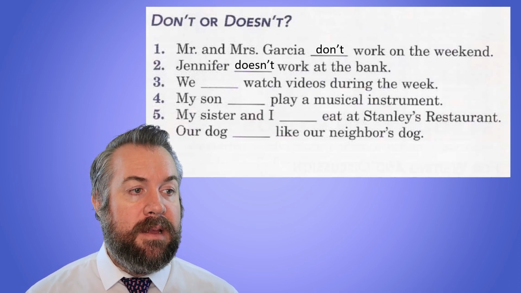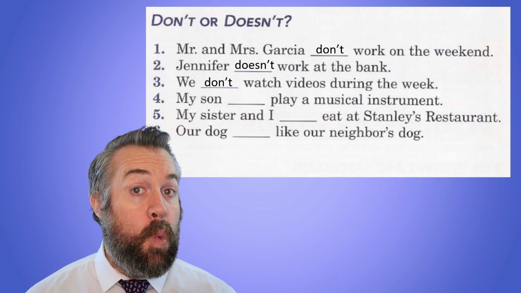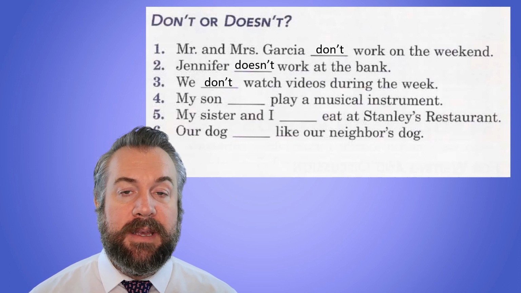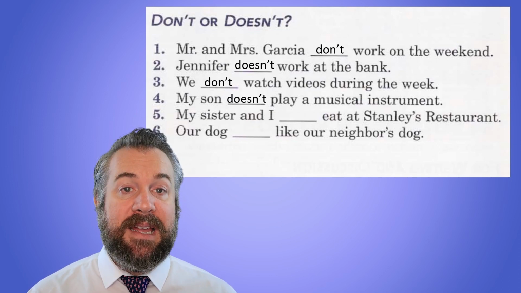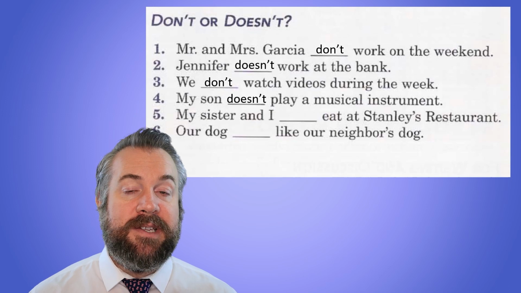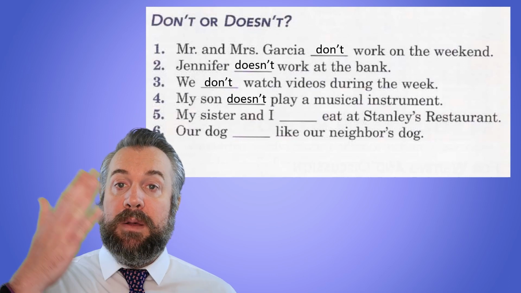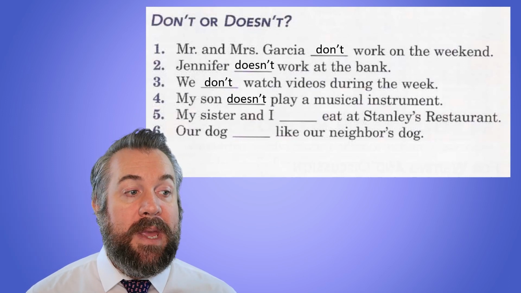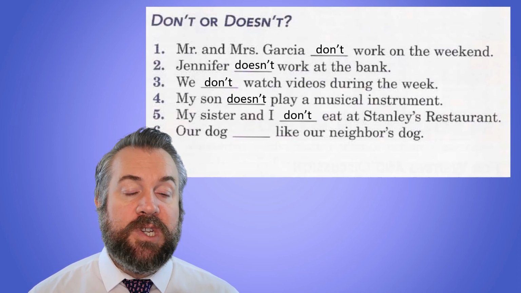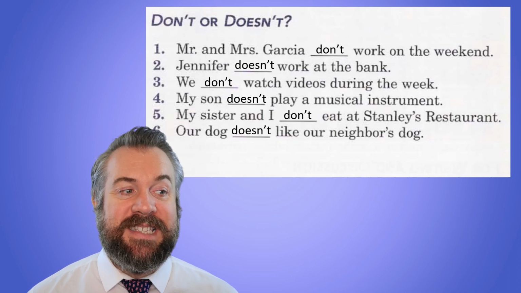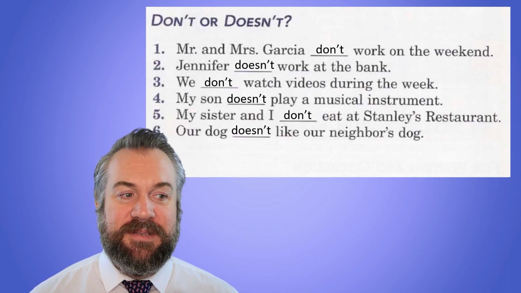Number 3, we blank. We don't. I don't, you don't, we don't watch videos during the week. Number 4, my son. Son is male, so he doesn't play a musical instrument. Number 5, my sister and I plus another person is we. We don't eat at Stanley's restaurant. And number 6, our dog, it doesn't like our neighbor's dog. They are not friends. They don't like each other.